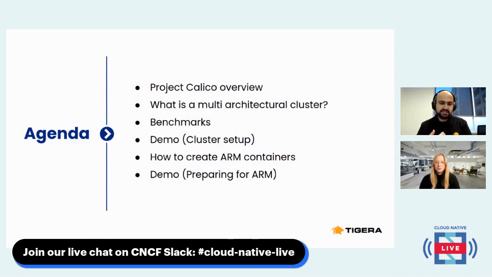This talk is divided into six sections, and I'm going to talk about Project Calico and give you an overview of what it is and what we do. Then I'm going to explain what I mean by a multi-architectural cluster. There will be some promising benchmarks about Redis and Nginx that I've done before. Then I'll demo how to set up a multi-architectural cluster using Amazon EKS. After that, we will check out how easy it is to prepare your applications for an ARM environment. And finally, if everything goes right, I'll demo the migration process.